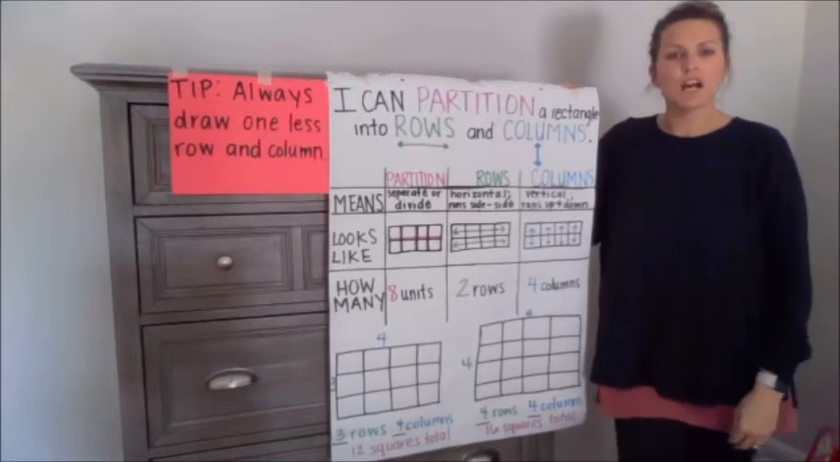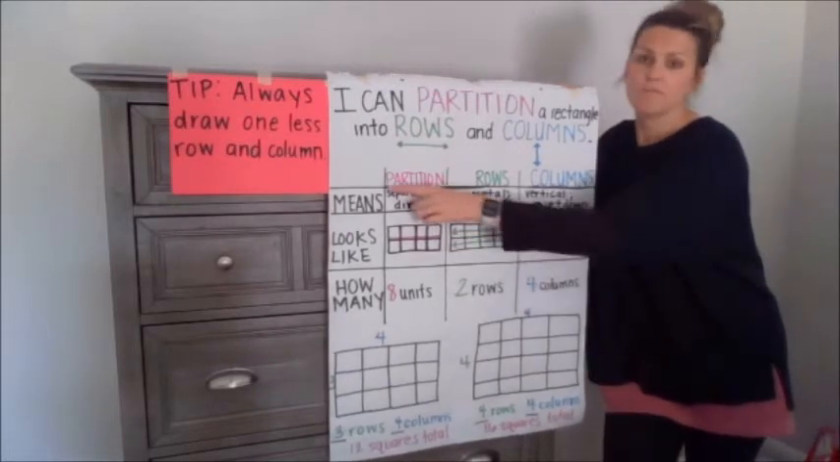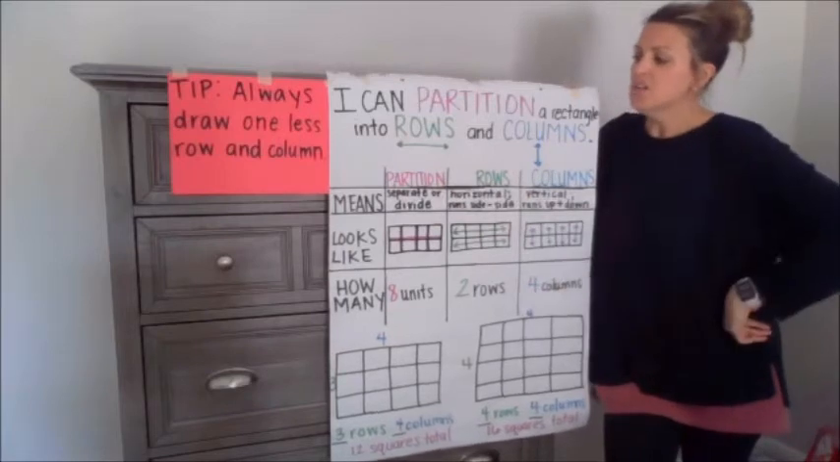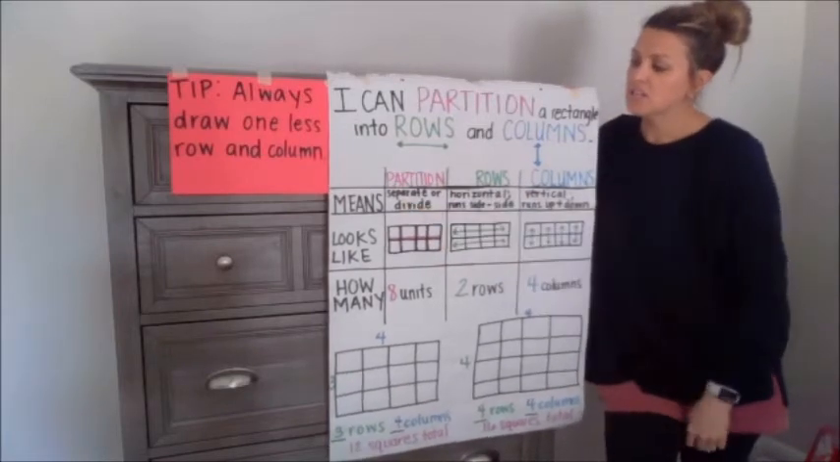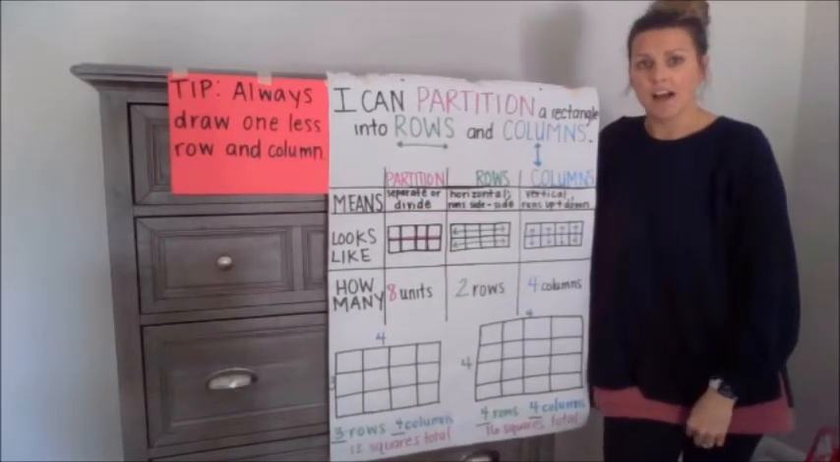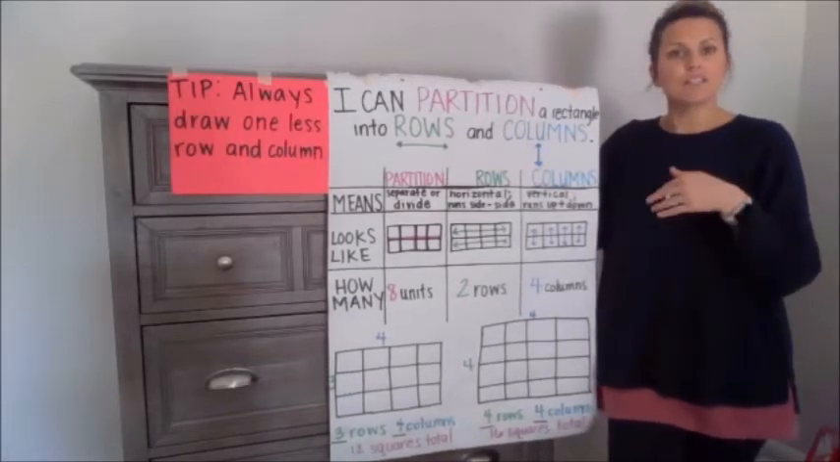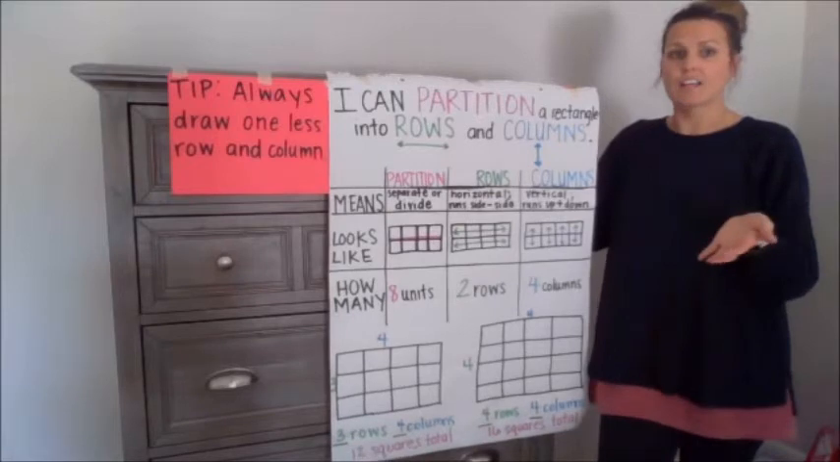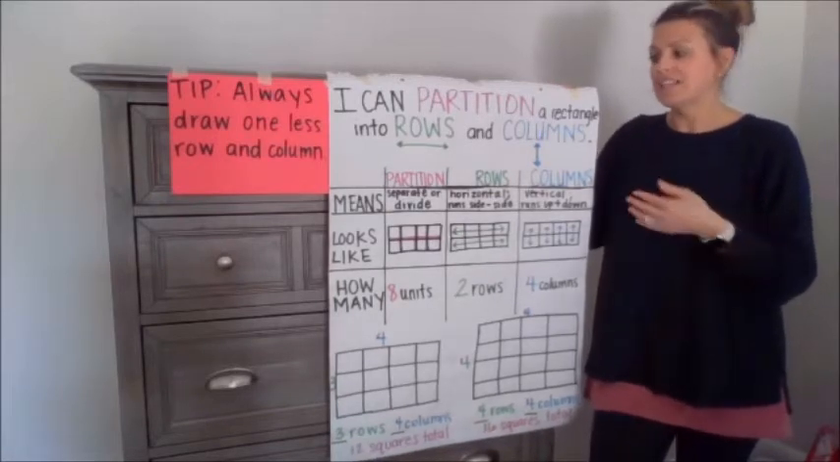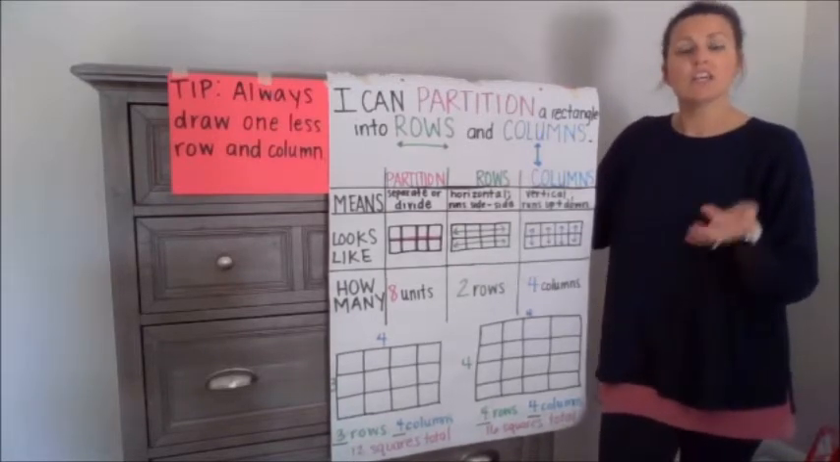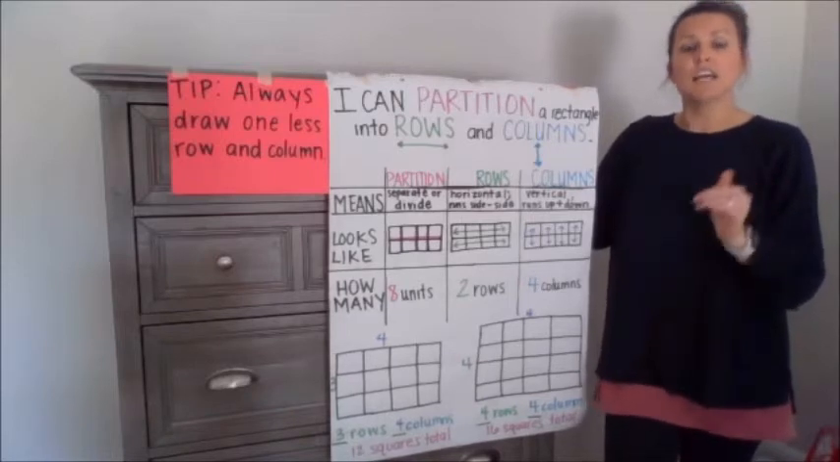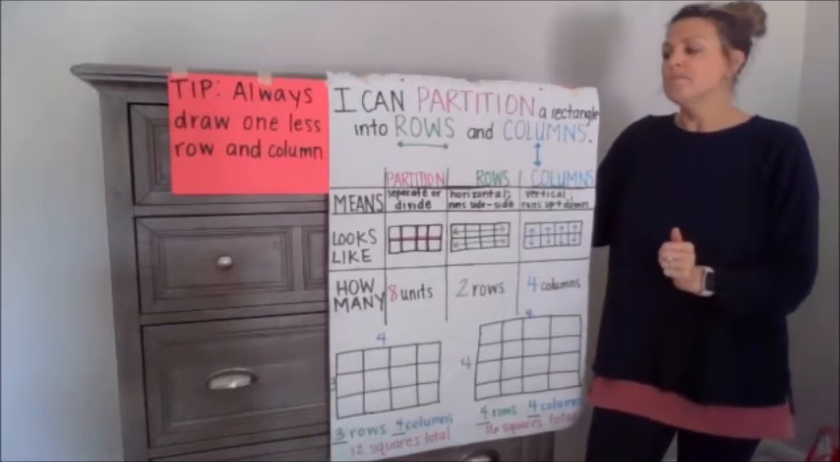So first we're going to talk about the word partition, which is in pink here. Partition means to separate or divide or to cut. We have just gone through fractions and we did the same thing with our fractions. We divided them into equal parts. So that's just like partitioning. Partitioning is dividing a rectangle into equal squares.